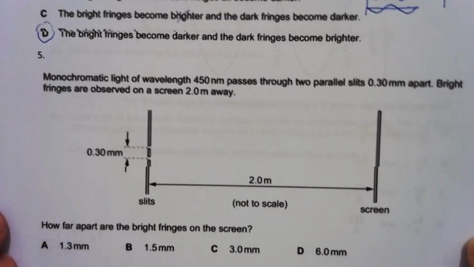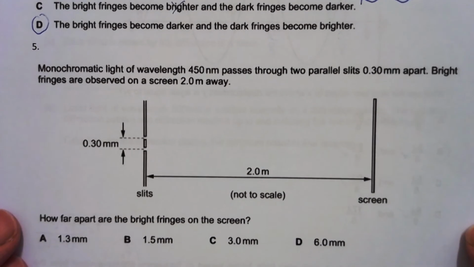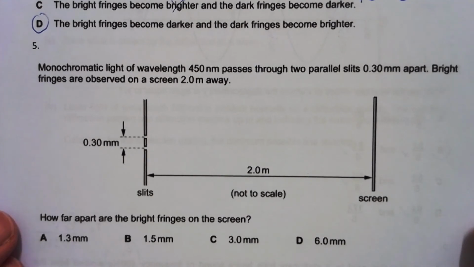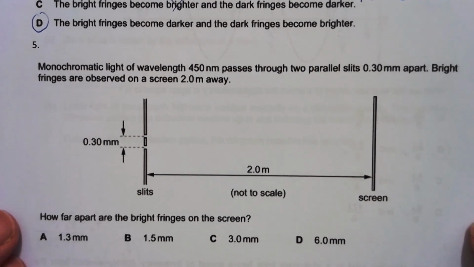Number 5. Monochromatic light of a wavelength of 450 nanometers passes through two parallel slits 0.3 millimeters apart. Bright fringes are observed on a screen 2 meters away. How far apart are the bright fringes on the screen?